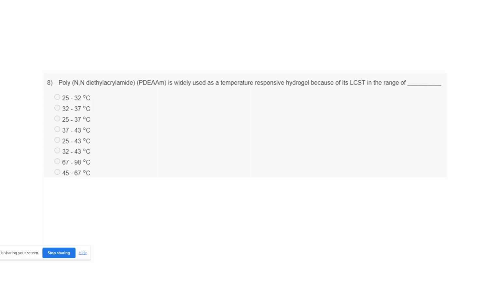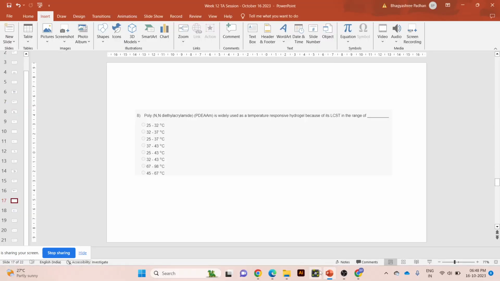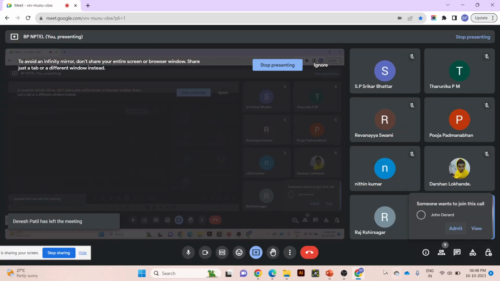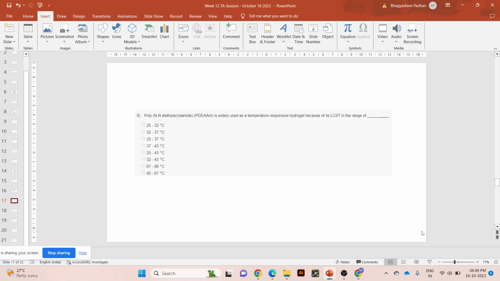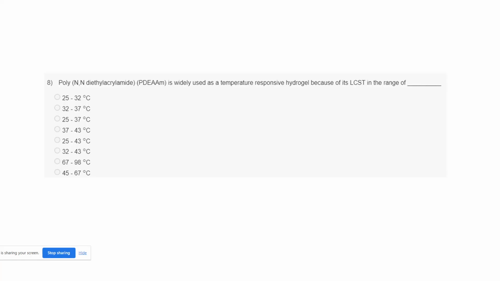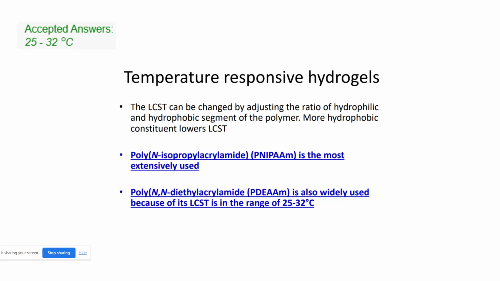Poly-N-isopropylacrylamide is widely used as a temperature responsive hydrogel because of its LCST in the range of, what is the LCST temperature range of poly-N-isopropylacrylamide? 25 to 32, like physiological temperature. Okay. Yes, 25 to 32 will be the correct answer. Above this temperature, it will mostly dissolve less in water, and that is why it can be used as temperature responsive hydrogels.